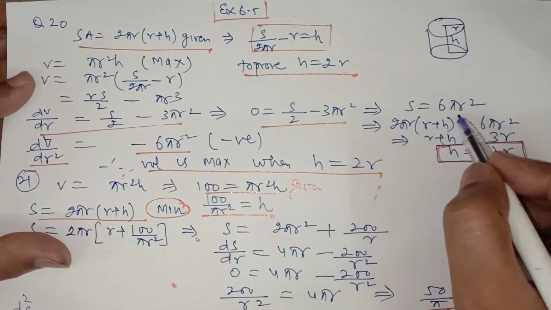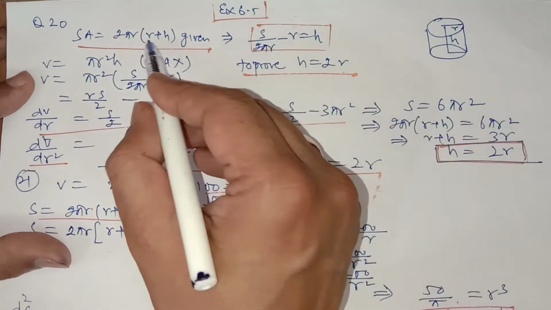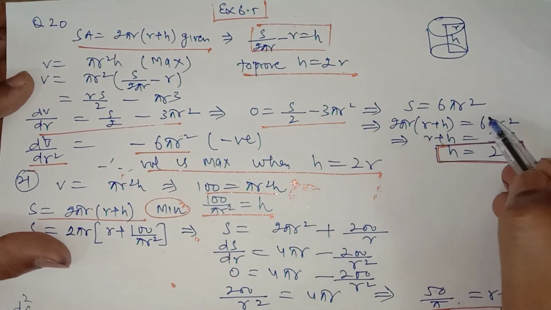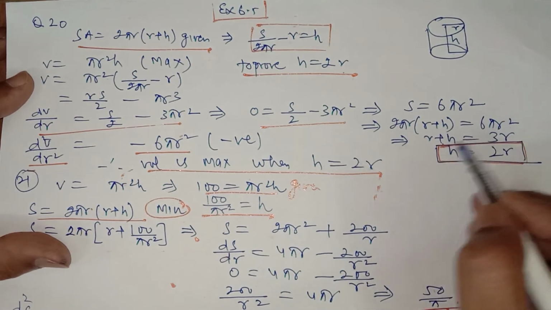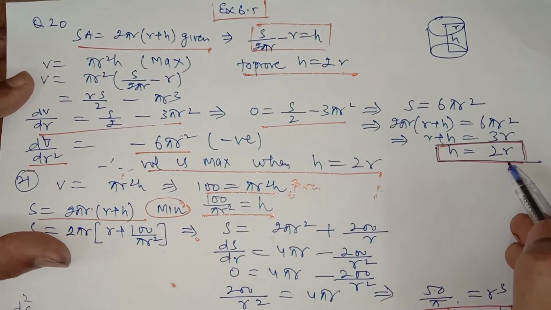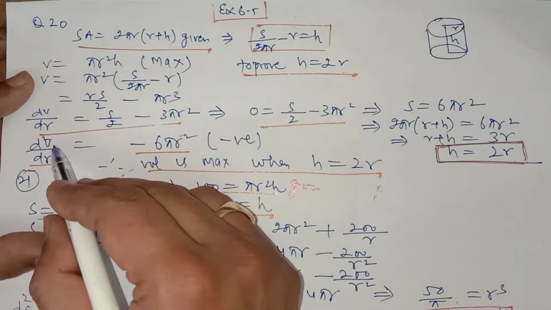Simplify this, 6 pi r square, the value of s is 2 pi r (r plus h), replace it here, cancel out pi, 2 into 3 r with 1 r, so you are getting h is equal to 2r, which is what you have to prove, that the height of the cylinder is the diameter. Now find the second derivative of this.